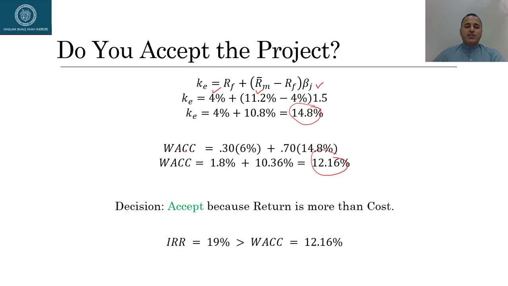The weighted average cost of capital: since 30% is coming from debt and 70% is coming from equity, we multiply these rates by their weights. So the weights are 30% debt and 70% equity, so WACC is 12.16. Now decision: do you accept this project or do you reject it? Of course, the IRR of the project that we calculated is 19%.